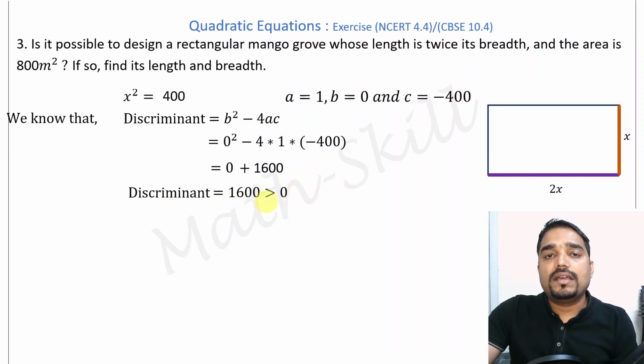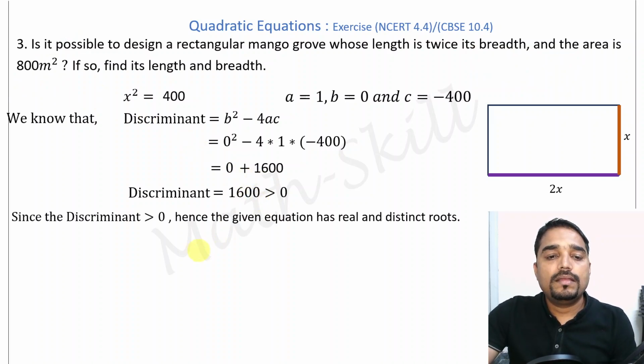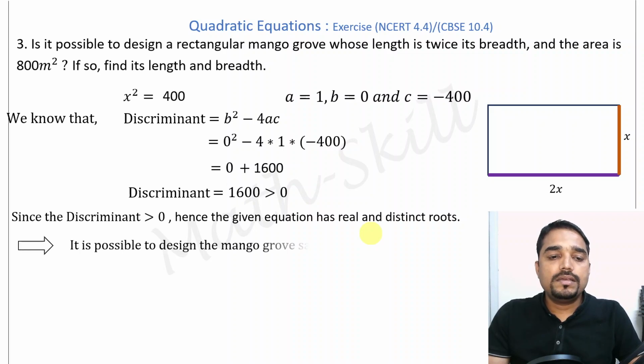Since discriminant is greater than 0, real roots exist and the roots would be distinct, which means to answer the first part of the question, whether it is possible or not, since the real roots exist, we can conclude that the condition can exist. That is, we can design a rectangular mango grove in such a way that the length is twice its breadth and the area is 800 meters square. Therefore, since discriminant is greater than 0, the equation has real and distinct roots, which means the condition is possible. Which means it is possible to design a mango grove satisfying the given condition.